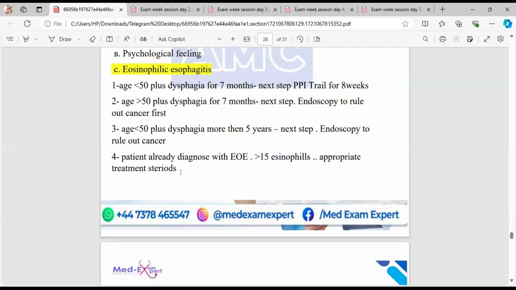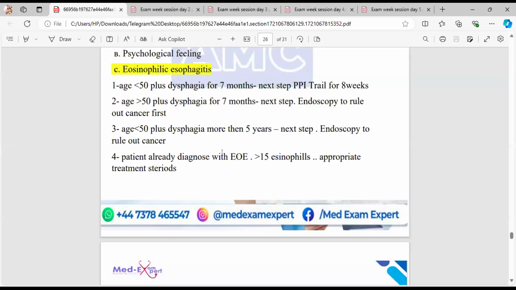Patient already diagnosed with EoE. Patient is already diagnosed, doctors. More than 15 eosinophils are there and they're asking for appropriate treatment. Definitely you will go with the steroids, budesonide or fluticasone. Don't mark PPI. Please don't mark PPI. This patient doesn't need PPI because PPI has no role in this patient.